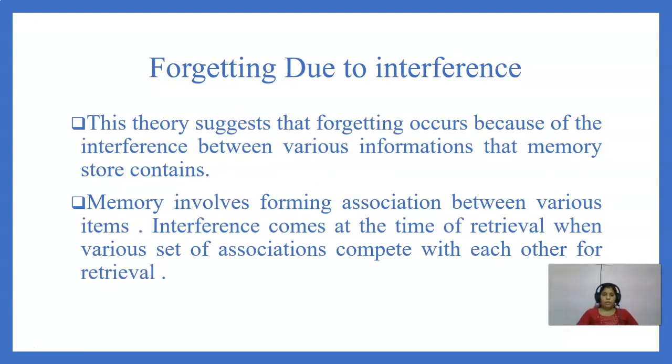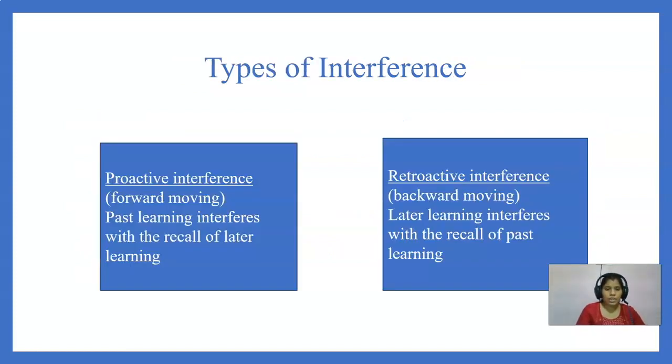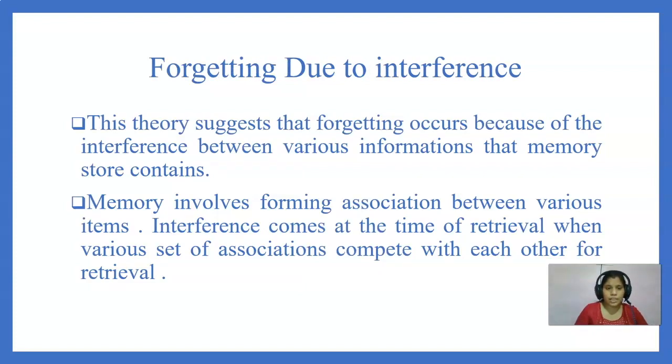Interference means that when we store information, we form associations between items. But when we try to retrieve the information, the associations compete with each other for retrieval, and they interfere with each other. That means the memory of one event may prevent us from bringing up the memory of another event. That is called interference.